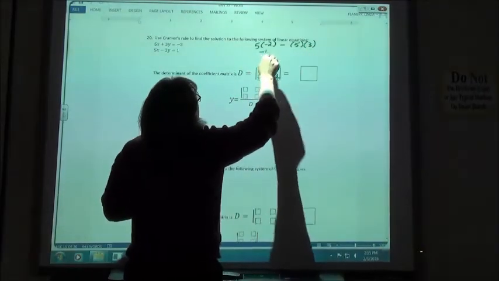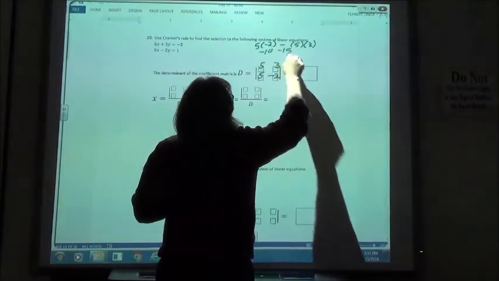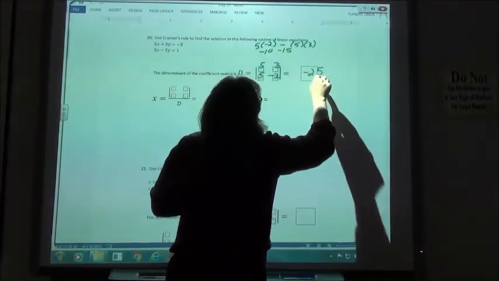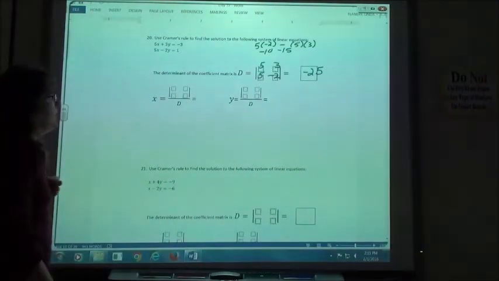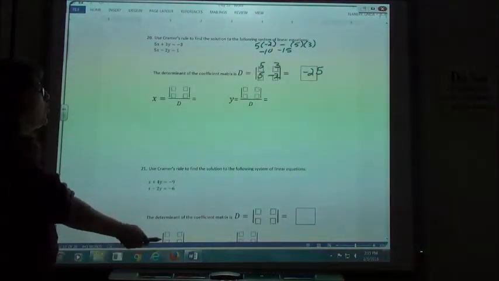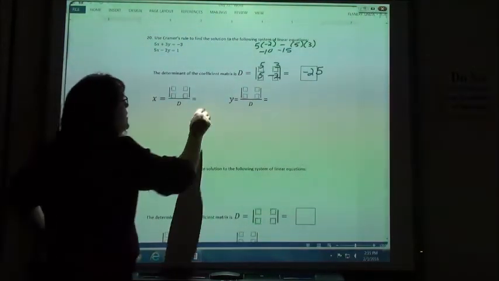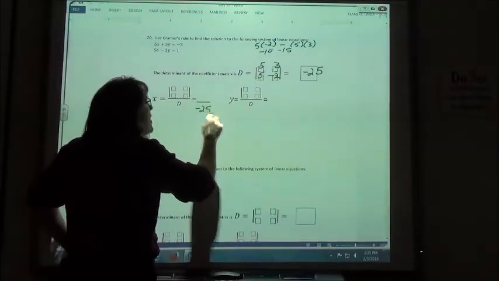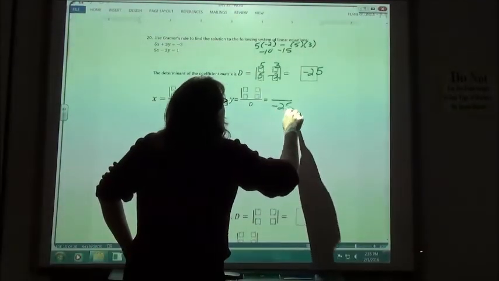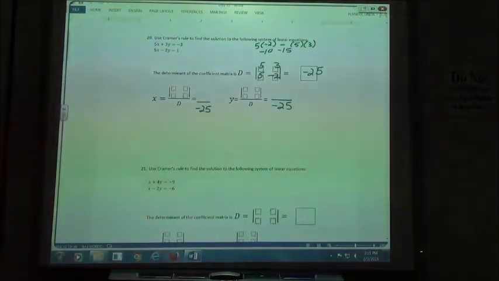So this would be -10 minus 15, which is -25. So again, that is going to be the denominator of your fractions on your answers. So I'm going to have negative 25 down here, negative 25 down there, and I do that right away just so I don't forget to do it.